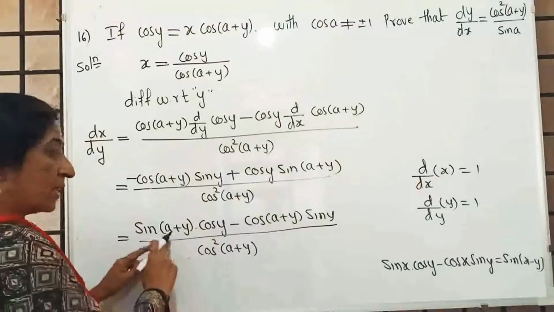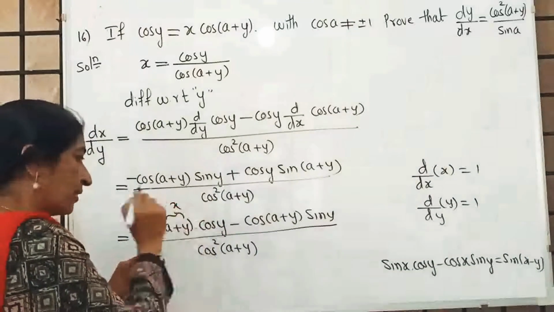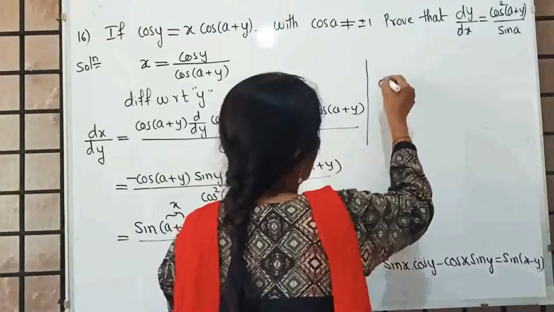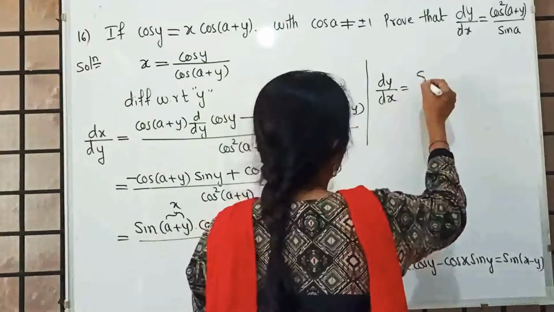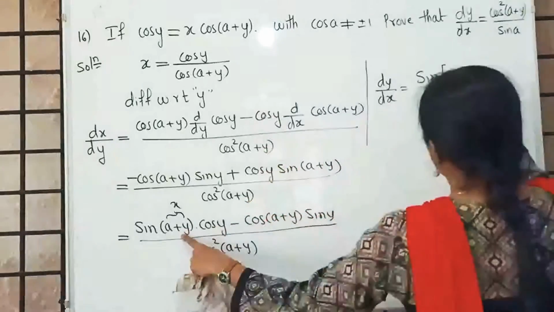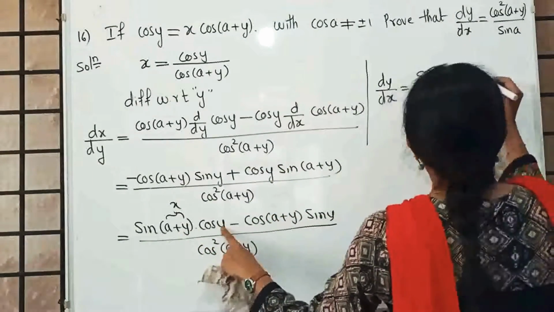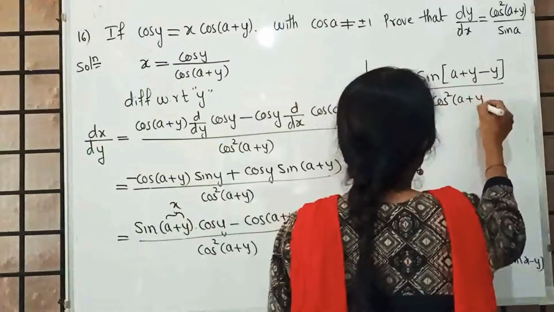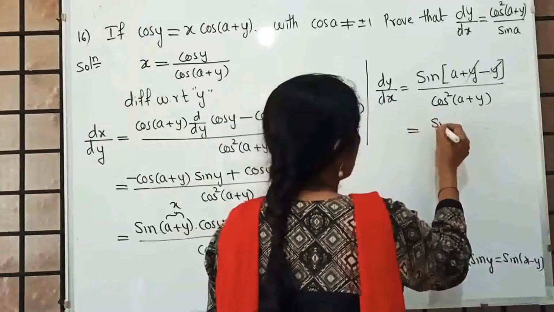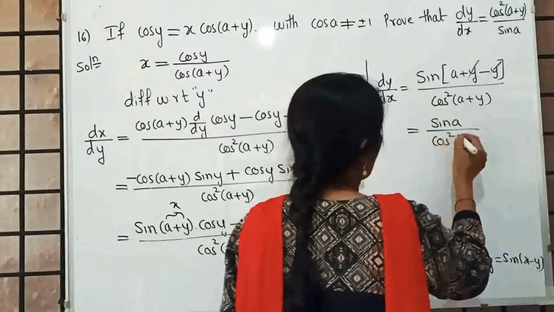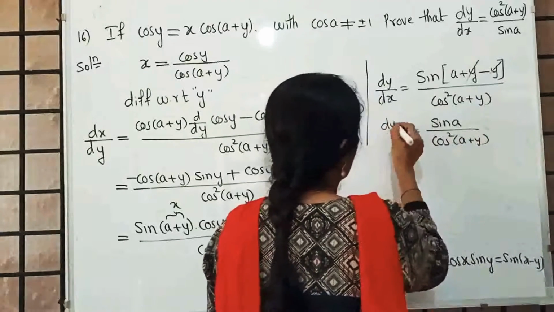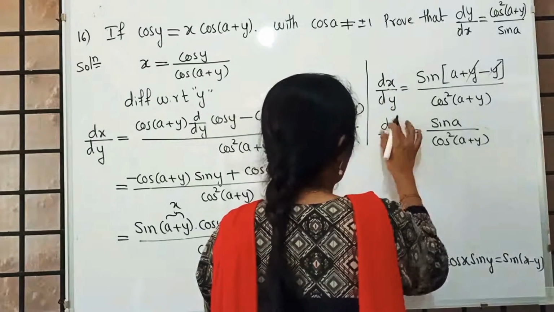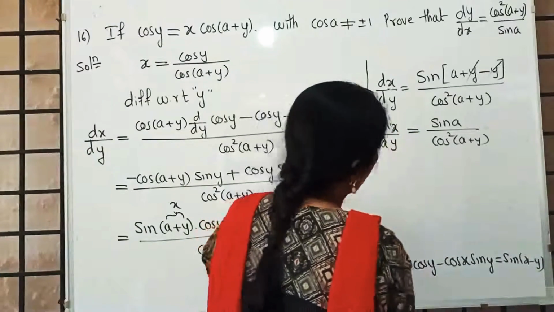Here x is a+y and this is y. Then how do you write the formula? dy upon dx is equal to sin of, in the square bracket, x is a+y, minus this y, divided by cos²(a+y). The y minus y cancels, giving sin a divided by cos²(a+y). This is dx upon dy, I made a mistake. But what we required is dy upon dx.